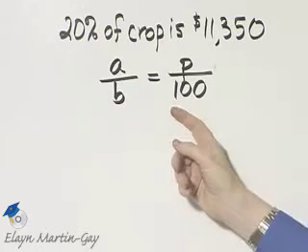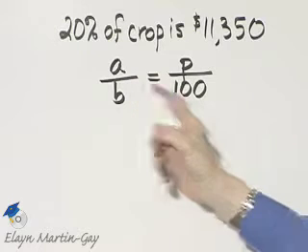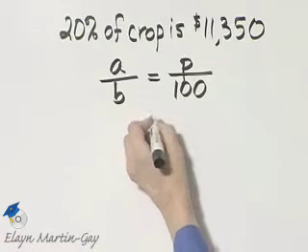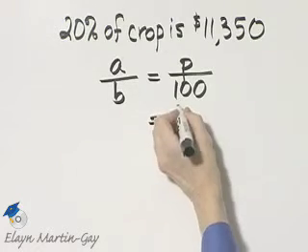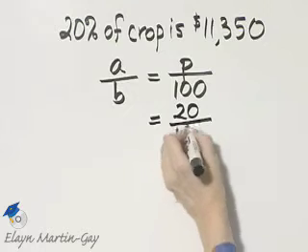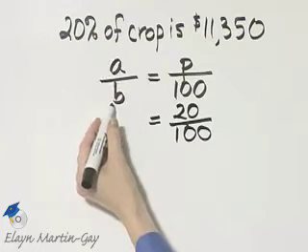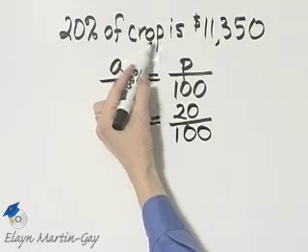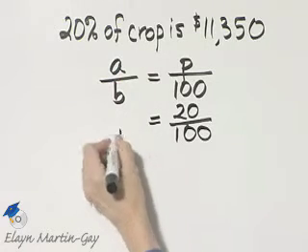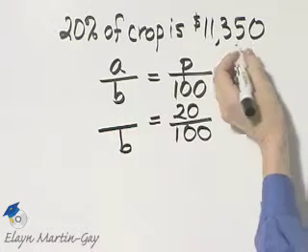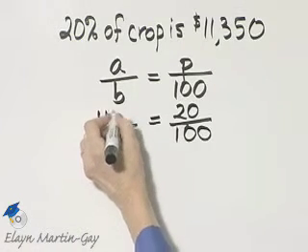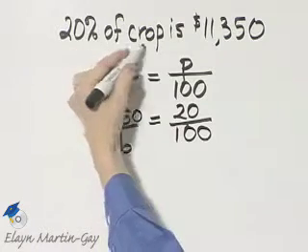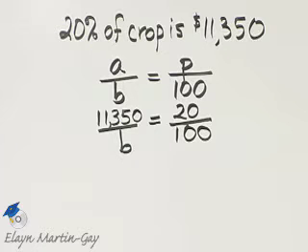Notice I've set up the proportion already. Amount is to base as percent is to 100. So let's fill in the values that we have. We certainly have the percent, it's 20 over 100. Amount and base: the crop or the potential crop value, that would be the base. So I'm looking for the base B, and we're given this amount, 11,350. Normally, remember, base appears after the word of, and so now I have my proportion.